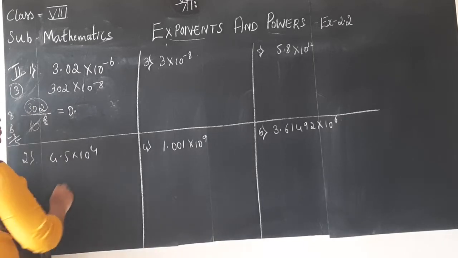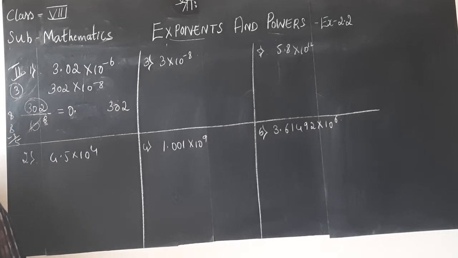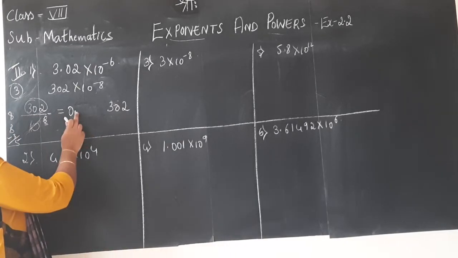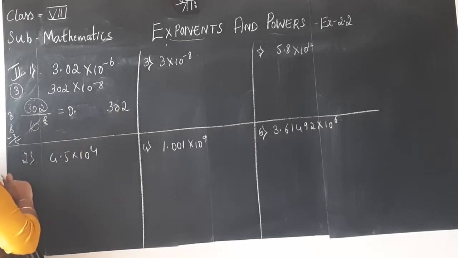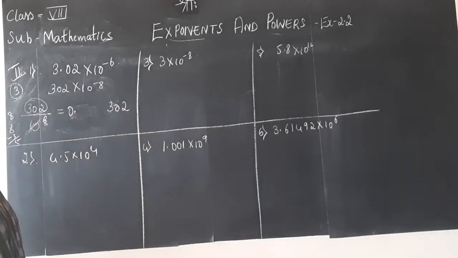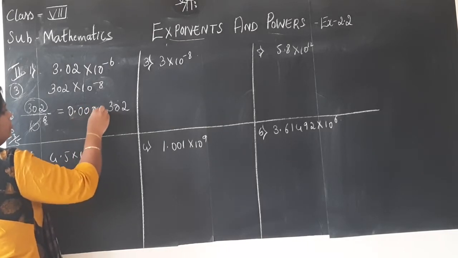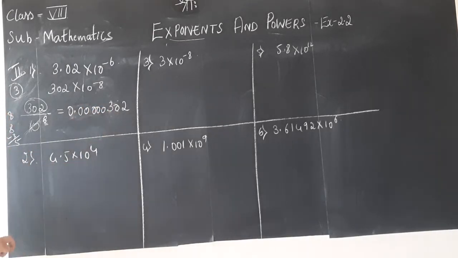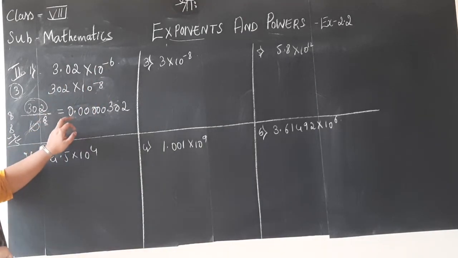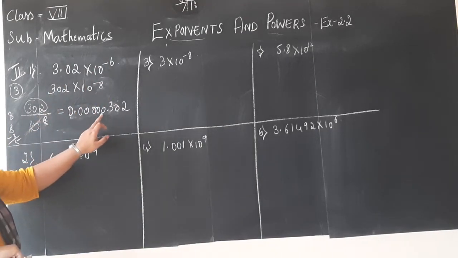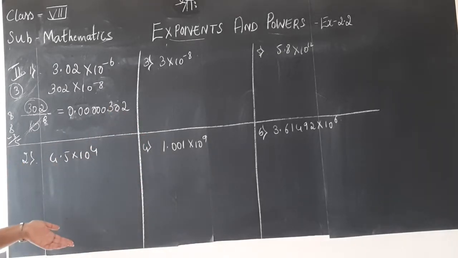302 has to be written in the end. Now if you count, there should be 8 digits after this. Already 3 we have, so remaining how many? 5. What are those 5? It is nothing but 0, 1, 2, 3, 4, 5 zeros. So 3.02 into 10 to the power minus 6 is nothing but 0.00000302. That is how you should express it in decimal form.